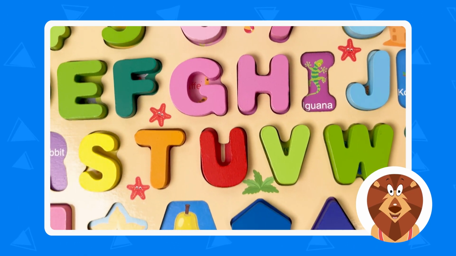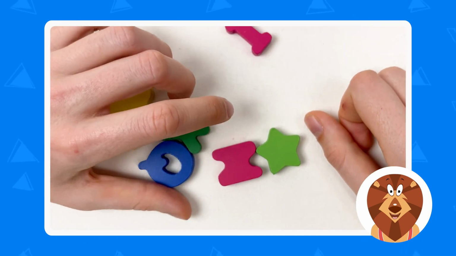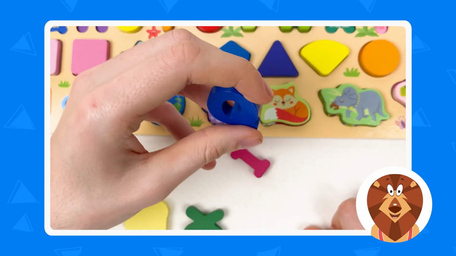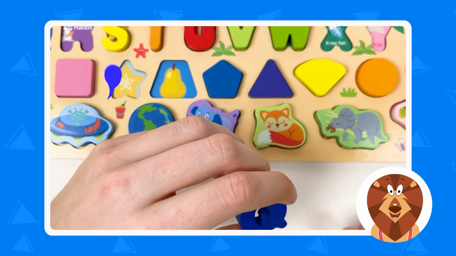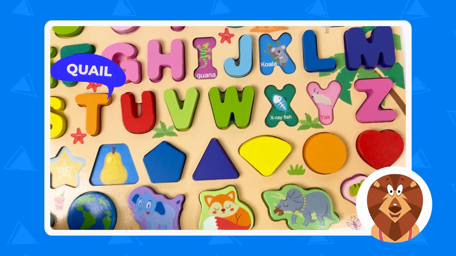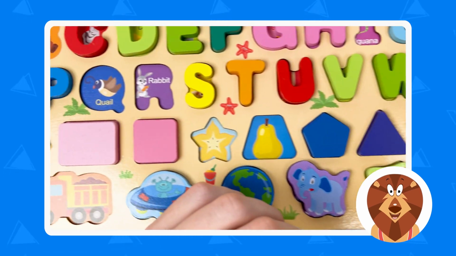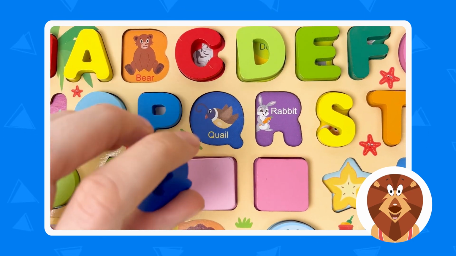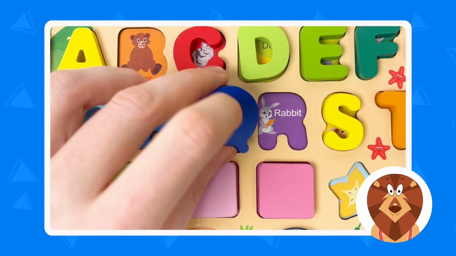Great! Let's continue. And the next one we have is letter Q. And we need to find the animal called quail. Where's the quail? Can you see it? It's somewhere here. Yes, it's next to the rabbit. Here is the quail, Q, that represents the letter Q.